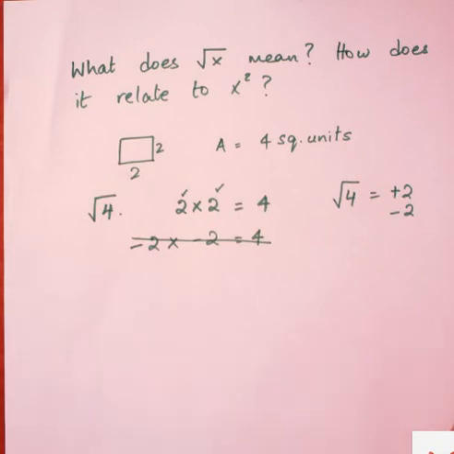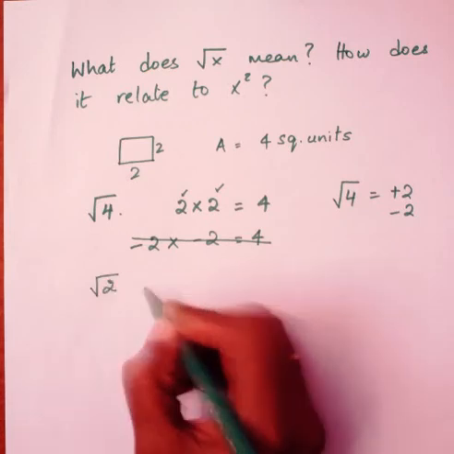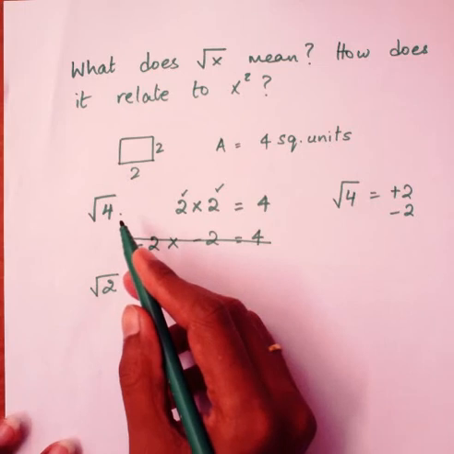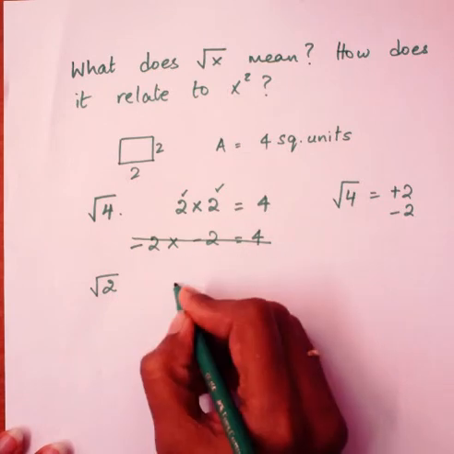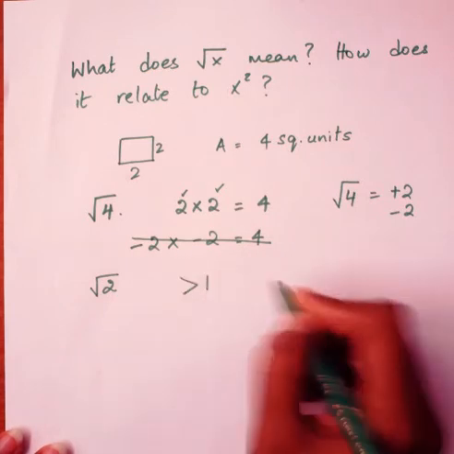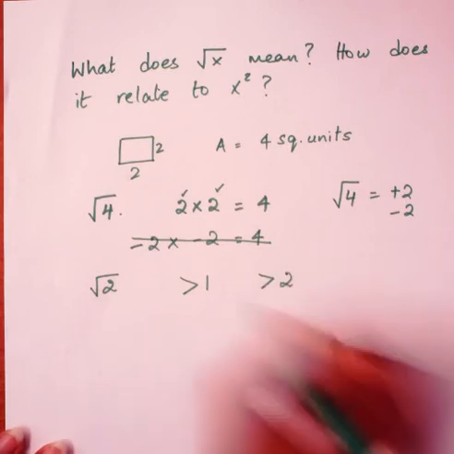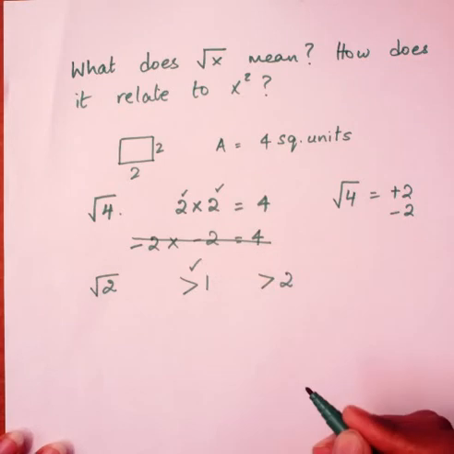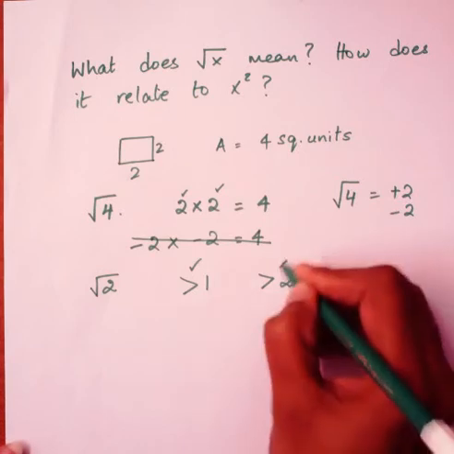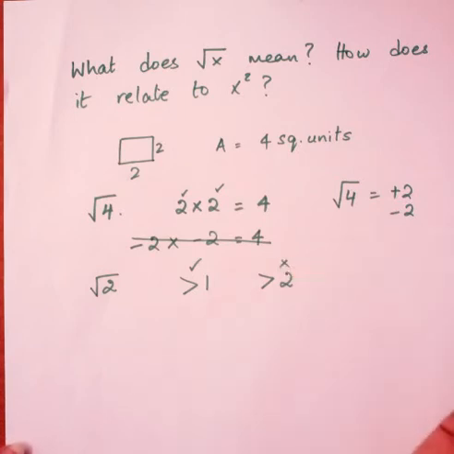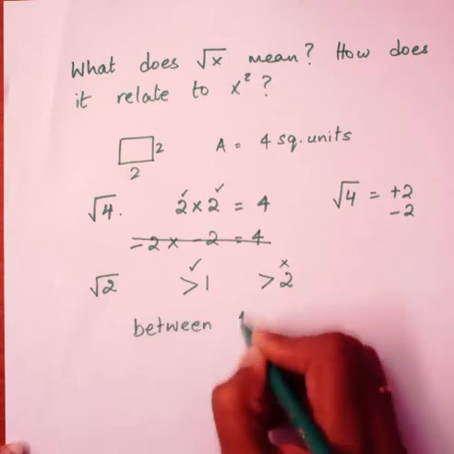Okay? So taking that idea, what do you think the square root of 2 is? Now 4 was easy. Square root of 4 was easy. 2 times 2 is 4. But then what is the square root of 2? Do you think it's going to be greater than 1? Or is it greater than 2 as well? What do you think? I'm sure it's greater than 1 because 1 times 1 is 1. But 2 times 2 is 4. So it can't be greater than 2. So it has to be between 1 and 2. Right? But where in between?